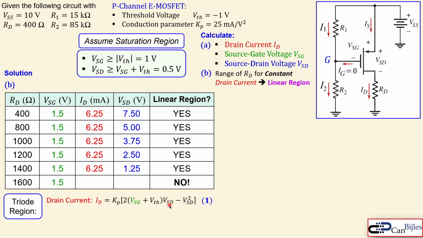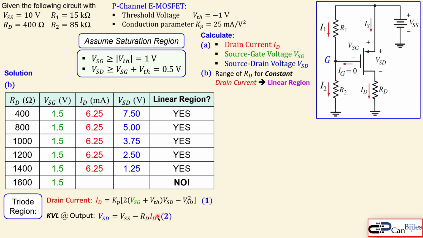So we need another equation, and that is the Kirchhoff voltage law for the output. We say VSS is equal to the VSD plus the voltage across RD, or VSD is equal to VSS minus the voltage drop across RD. That's shown here.